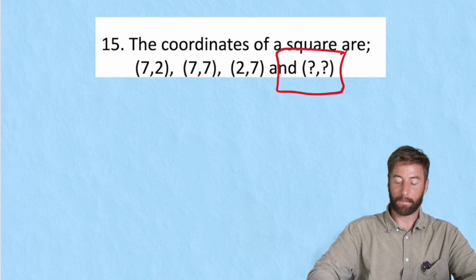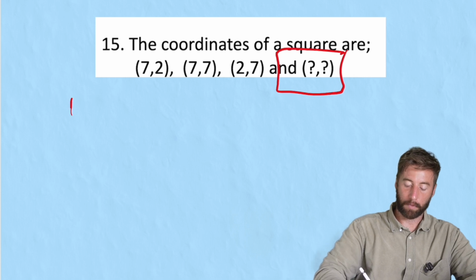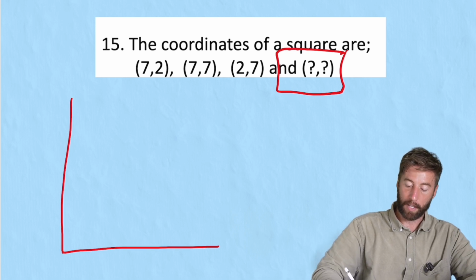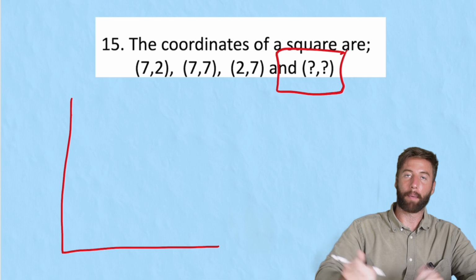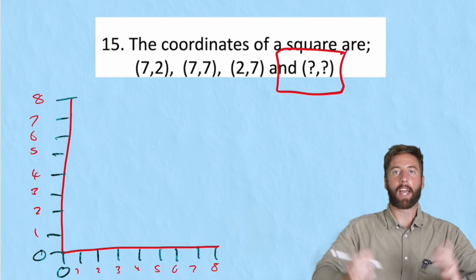So we're missing a coordinate. Coordinates mean we're going to have to draw a graph, even if it is pretty rough. You might have a ruler and be able to do this better. And I'm ready to start.